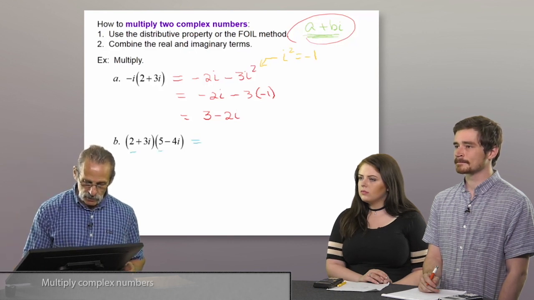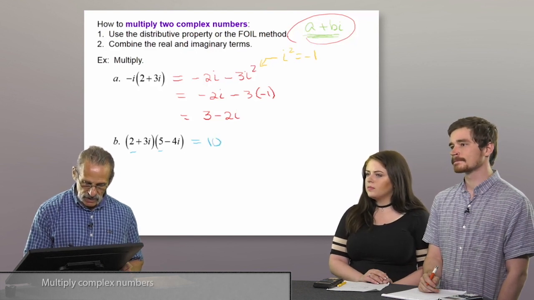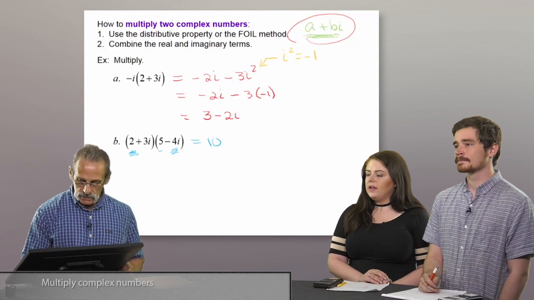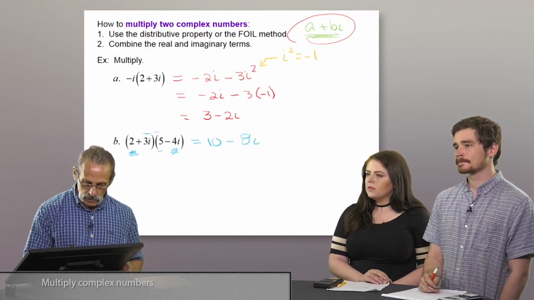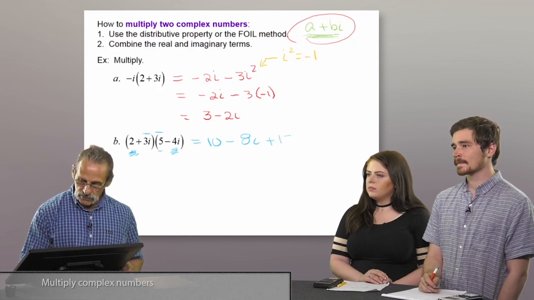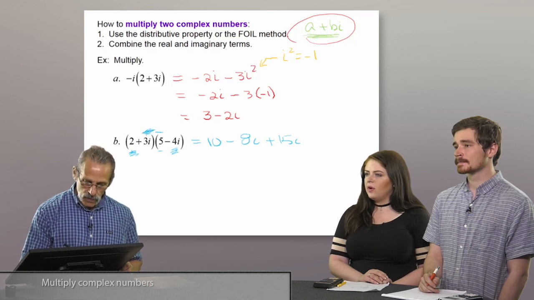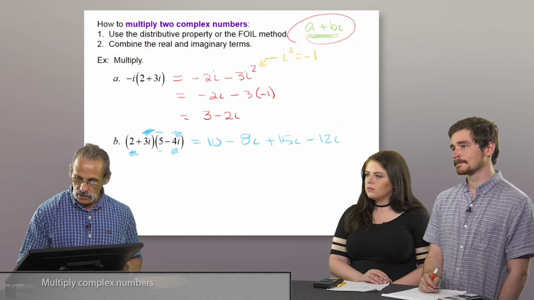What will I multiply first? 2 times 5, which is 10. How about the outside pieces? That would be negative 8i. Very good. FOIL, inside pieces. 15i. So plus 15i. And finally, minus 12i squared. Very good, the last terms, minus 12i squared.